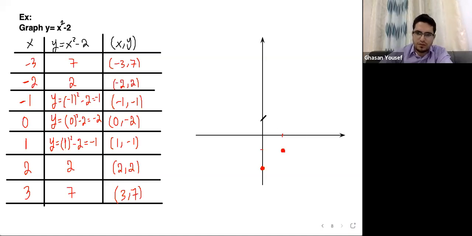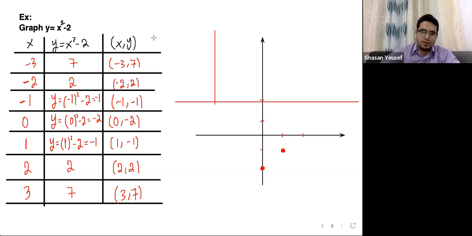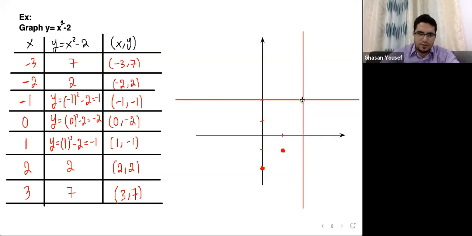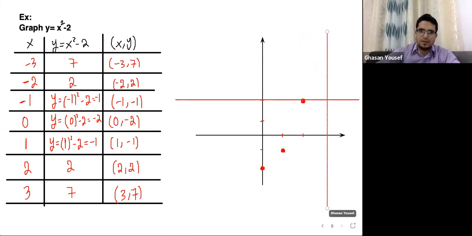The third point is (2, 2). So this is 2, and 1, 2. The point will be around here. At 2 is 2, so it will be here. At 3 is 7. So this is the point here, this is 3, and the 7 is at the top.